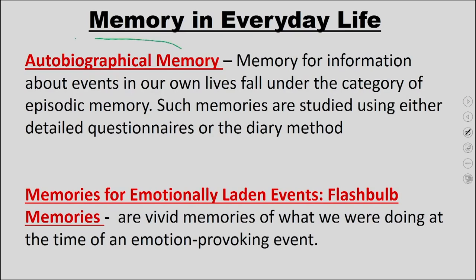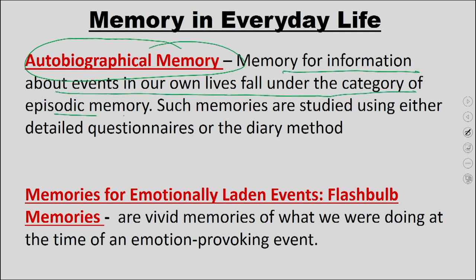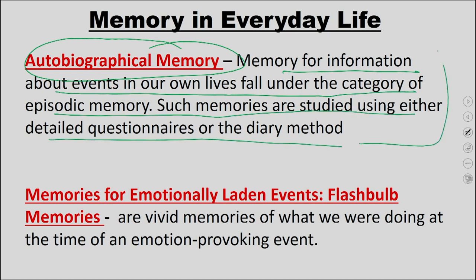Memory in everyday life. There is another kind of memory which is called autobiographical memory. This is memory for information about events in our own lives, which fall under the category of episodic memory. Such memories are studied using either a detailed questionnaire or the diary method. Information from your personal life is very difficult to study, and so the only way to do it is through a diary method. The correctness of this is very difficult to assess.